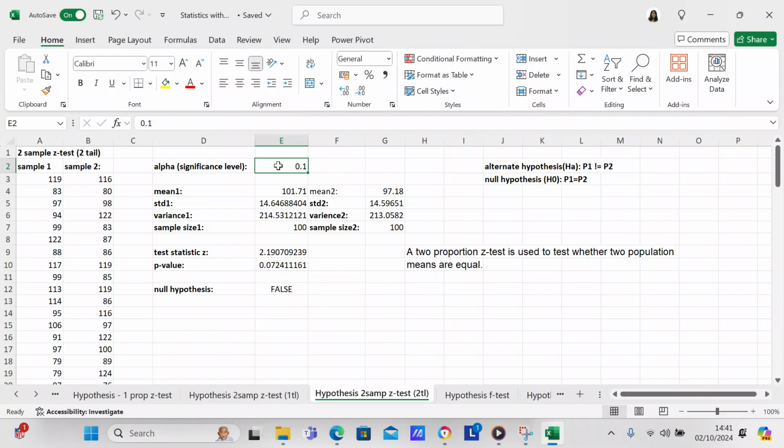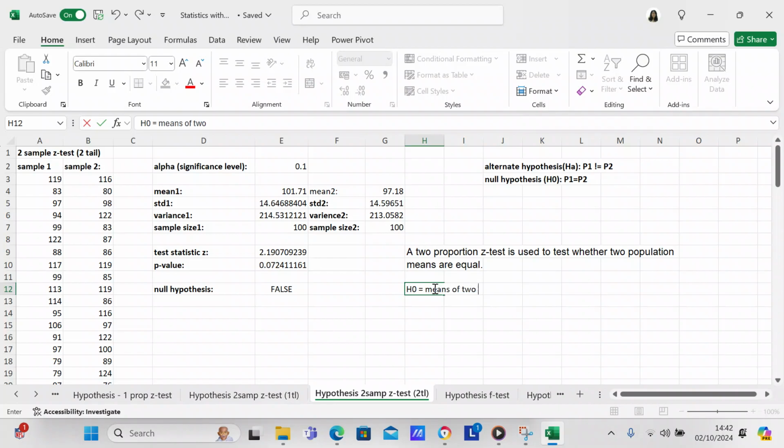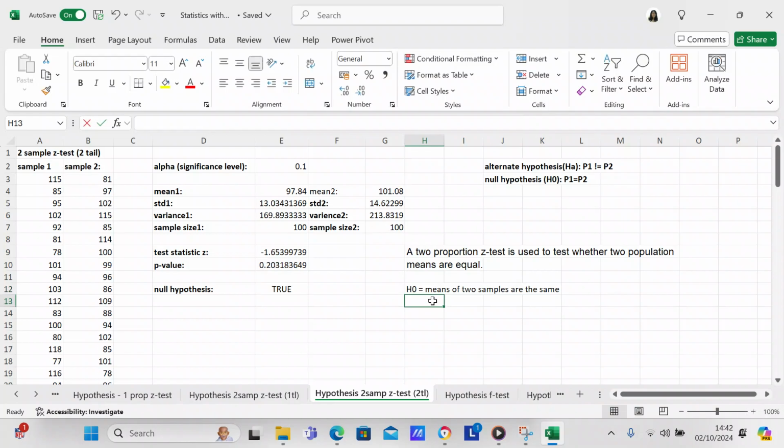The null hypothesis is that the means of the 2 samples are the same, and the alternate hypothesis is that the means of the 2 samples are not the same. So we just say here, come over here to the alternate hypothesis.